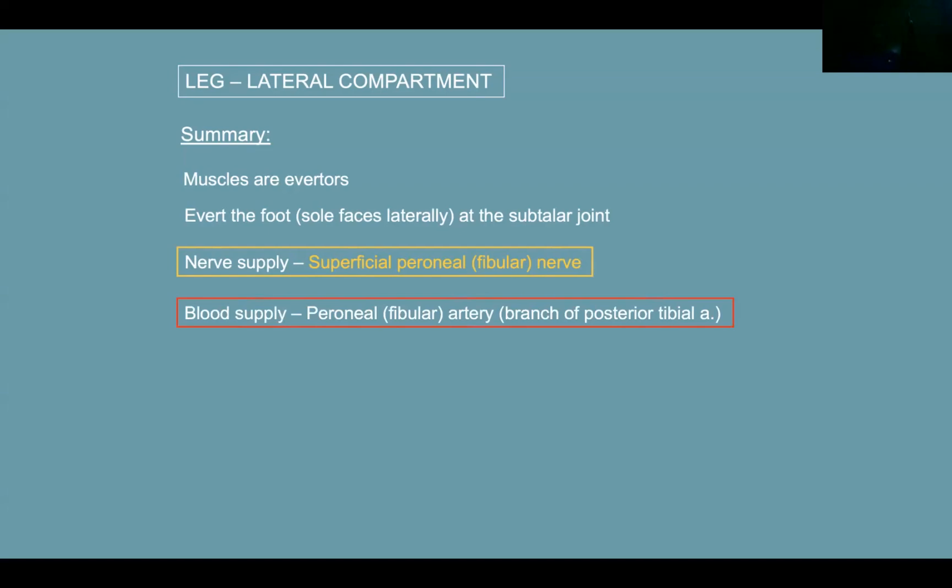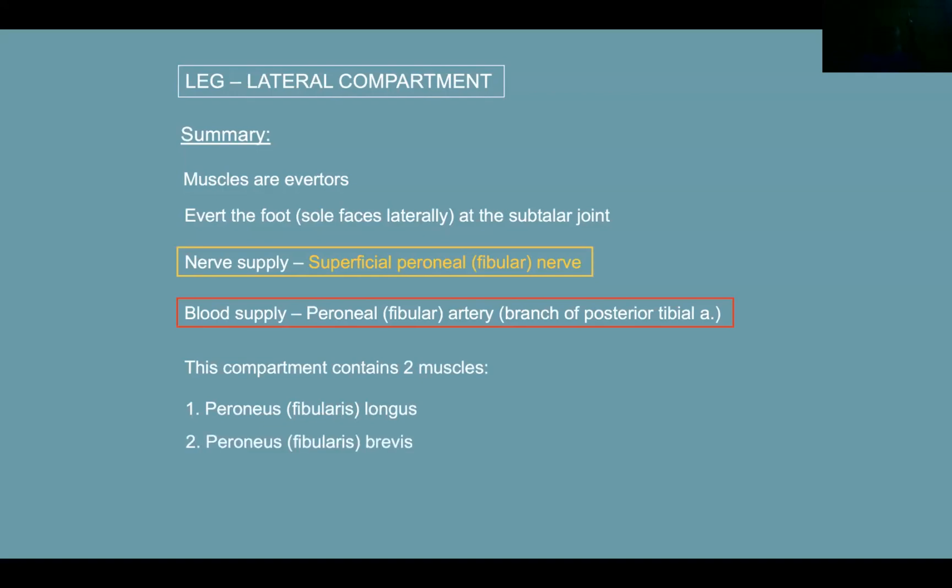So the posterior tibial is not only supplying the posterior compartment of the leg, but it is also supplying the lateral compartment of the leg. My posterior tibial artery further divides into a fibular branch, and it continues as it is. And this compartment has only 2 muscles. You have seen them with this blue. These muscles are fibularis longus and fibularis brevis.